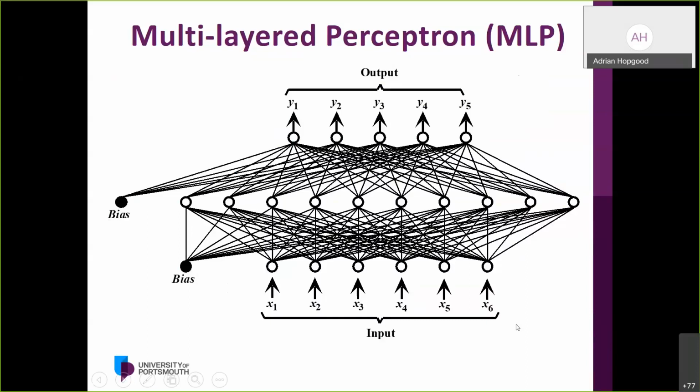There's a question online: is backpropagation the same as reinforcement learning? It's similar, but backpropagation is a very specific algorithm specifically designed for this architecture of neural network. Reinforcement learning sort of rewards performance in a more general way.